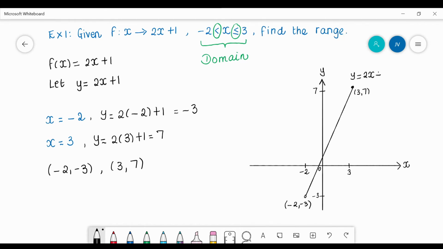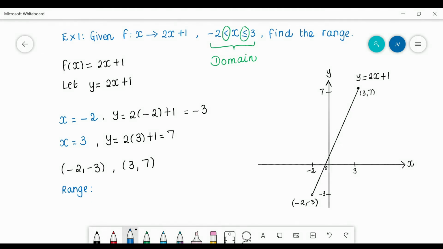Clearly, our y values are from minus 3 to 7. Range is equal to round bracket minus 3, because minus 3 is not included in our range, comma, 7 square bracket. Square bracket because 7 is included in our range.